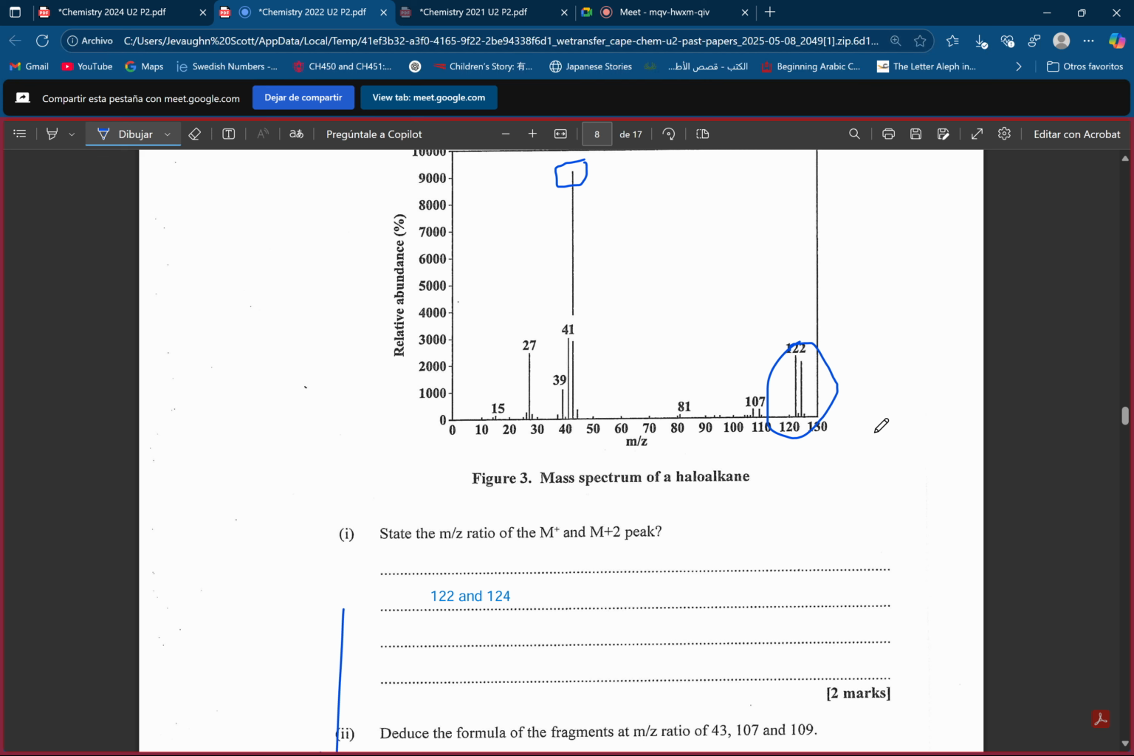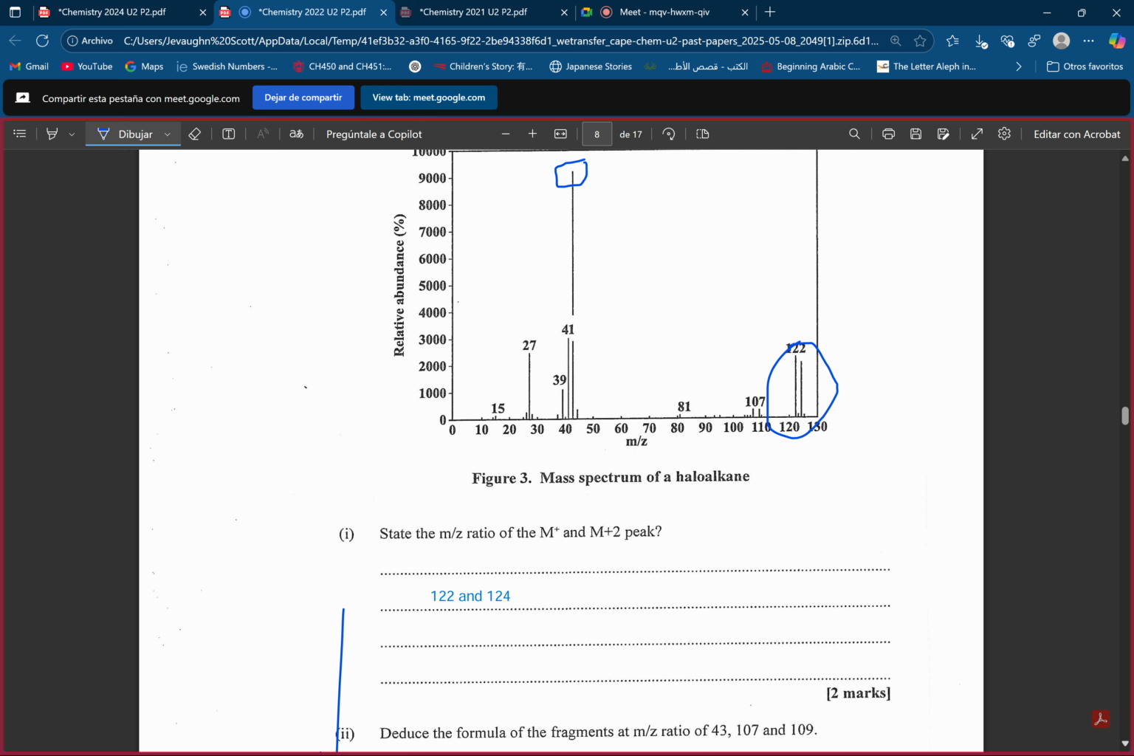What are the two isotopes of chlorine that we would look for? If chlorine was present, what would be the ratio for chlorine? 3 to 1. Chlorine 37 and chlorine what else? 35? So those two isotopes would be 3 to 1. So once you have an M plus 2 peak, we must be considering a halogen. If it's 1 to 1, it's probably bromine. If it is 3 to 1, it's probably chlorine.